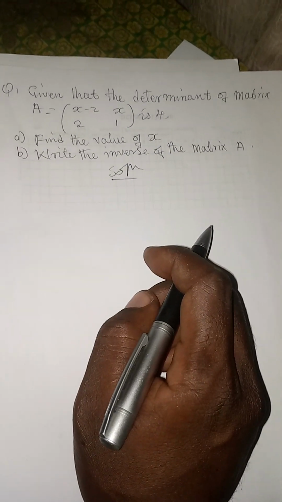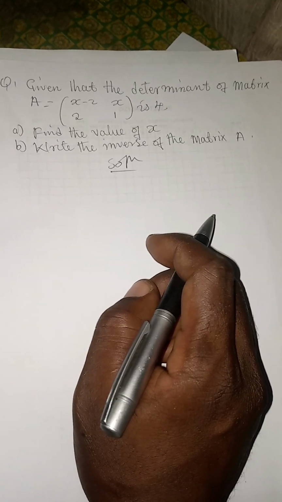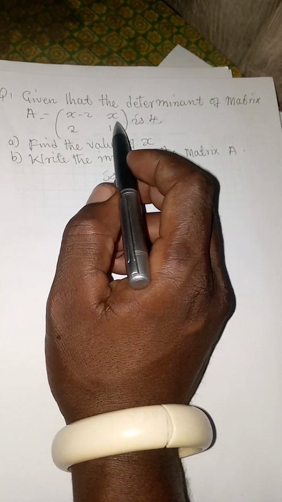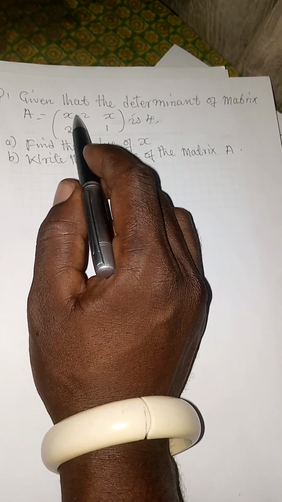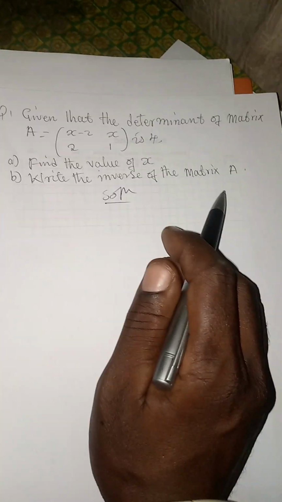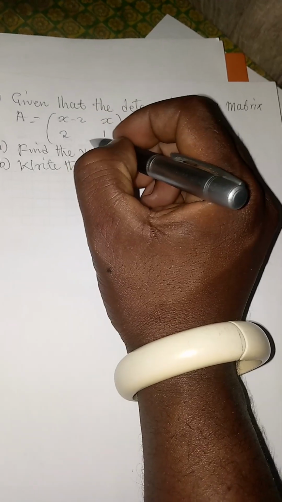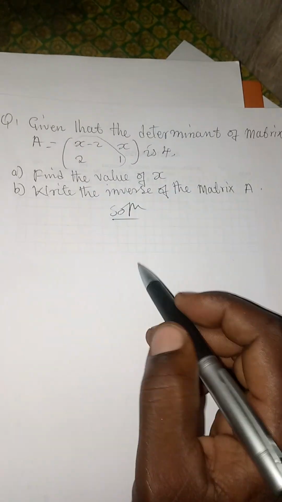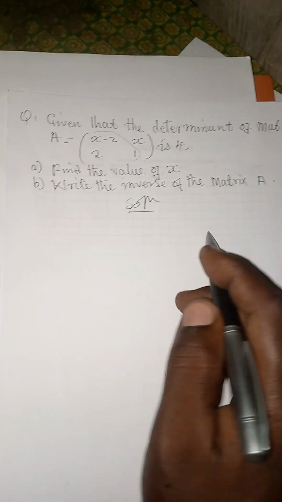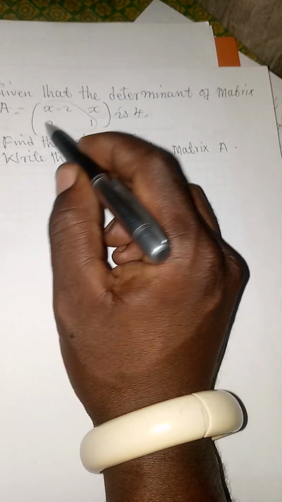Now, we have to know the formula for finding the determinant of a 2 by 2 matrix. This is a 2 by 2 matrix because we have 2 rows and 2 columns. So this is called a 2 by 2 matrix. These numbers here, this x minus 2 and this 1, this is called a main diagonal. This 2 and this x, this is a minor diagonal.